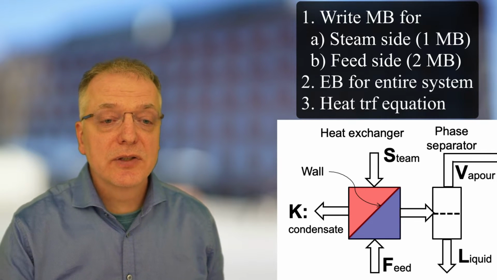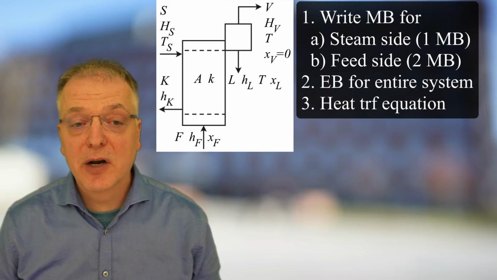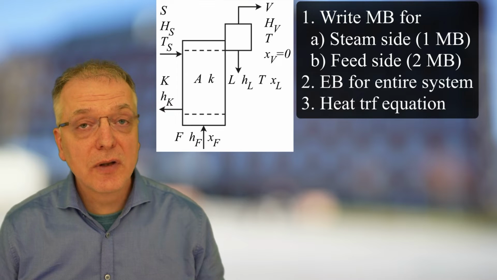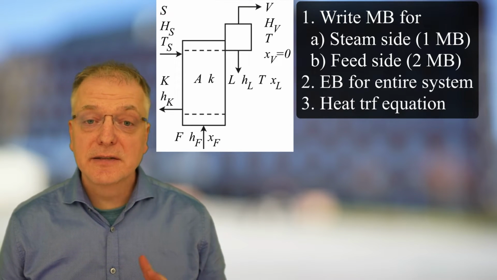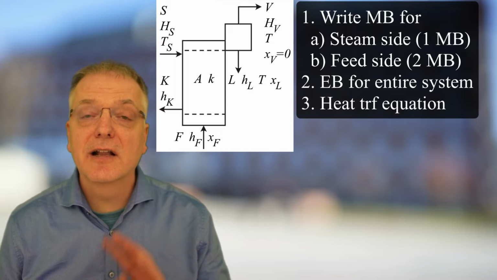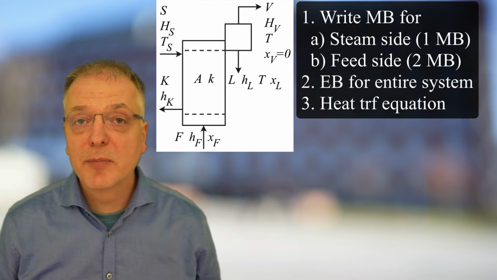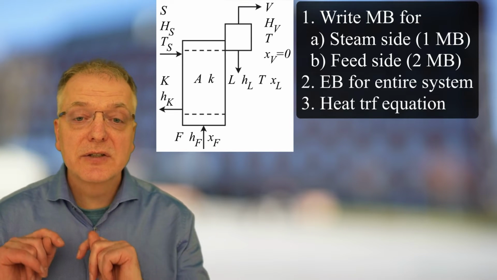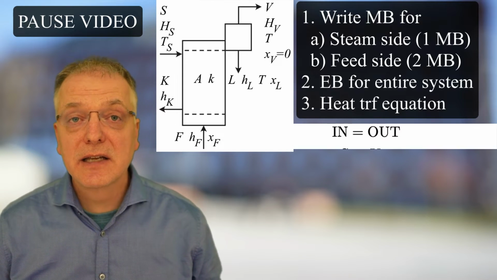Use the following symbols. The flows are S, K, F, L, and V in kilogram per second. XF and XL are the weight fraction of solids in F and L. The enthalpies are HS, HK, HF, HL, and HV in kilojoule per kilogram, using capital H for vapors and lowercase h for liquids. Pause here and try to write down these 5 equations, assuming steady state, that is, in equals out.